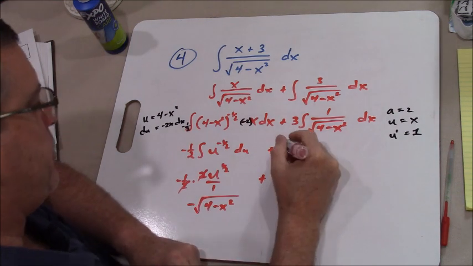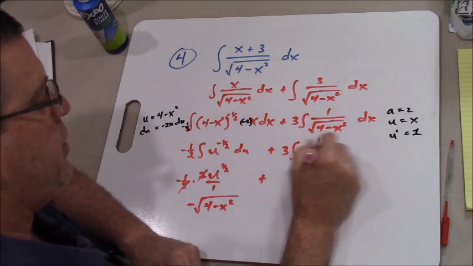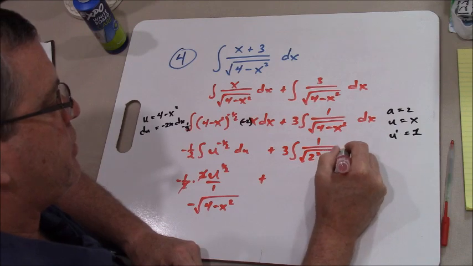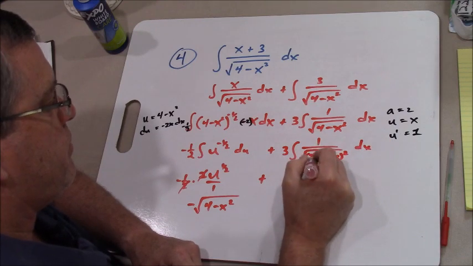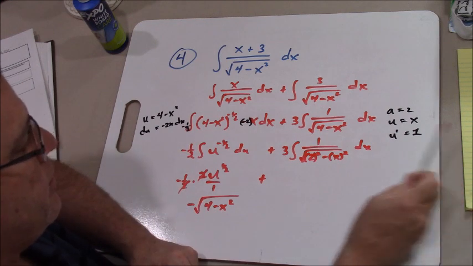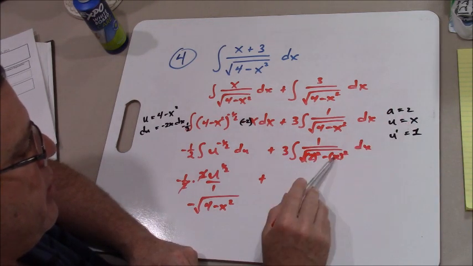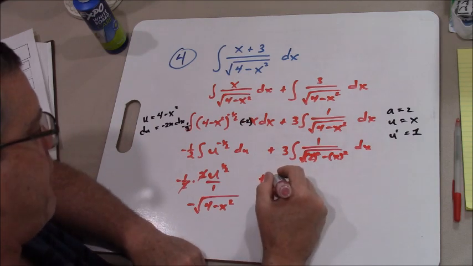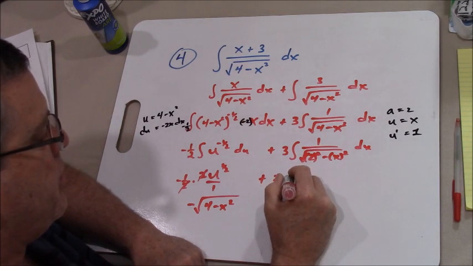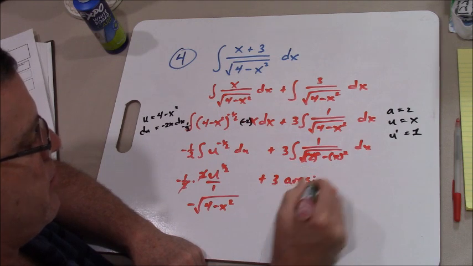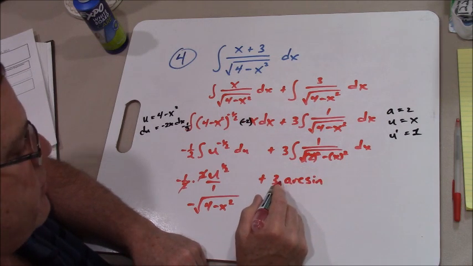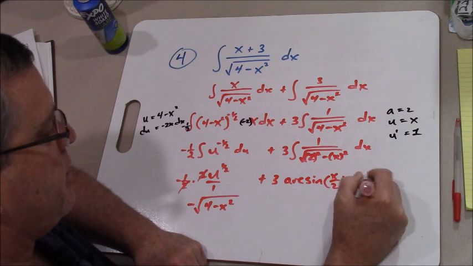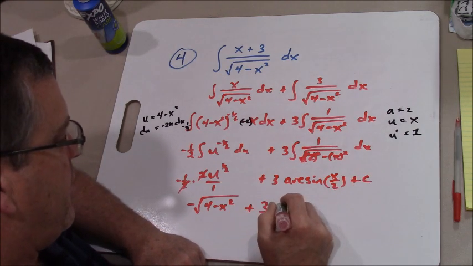So I'm going to write this as 3 times the integral of 1 over the square root of 2 squared minus x squared dx. So my a value is 2, my u value is x. I need to see the derivative of this up here, which I do. So this is all set and ready to go. So what I have is 3 times the arc sine. Remember, arc sine is the only one that doesn't have a 1 over a out in front. So arc sine of u over a, so that would be x over 2, and then plus c. So here is my final answer.